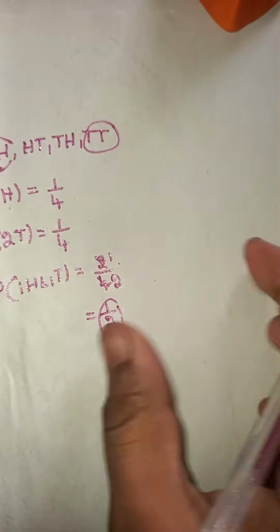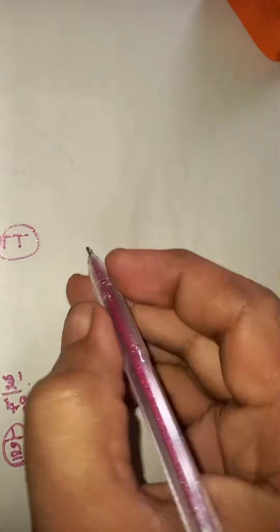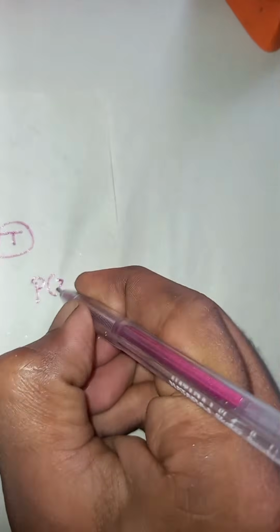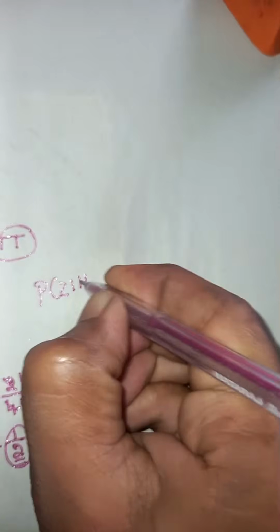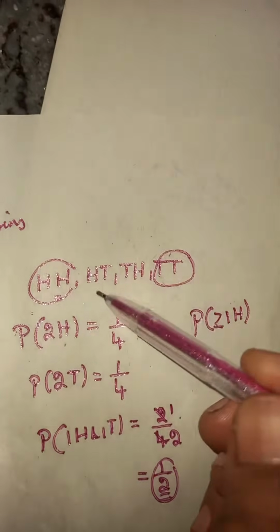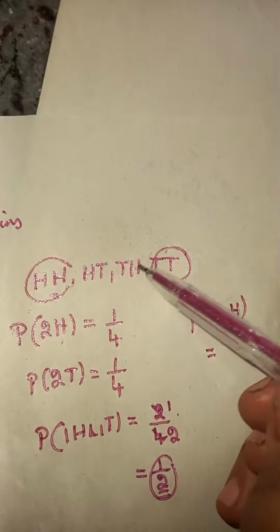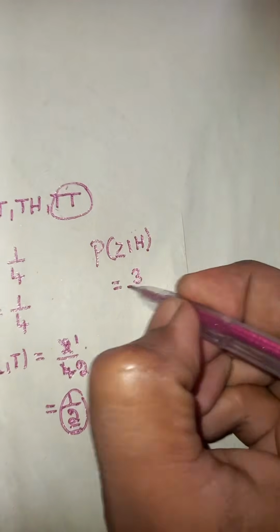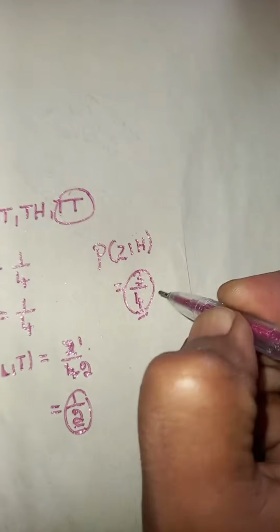And they may ask you to find out the probability of getting at least one head, which means you must get a minimum of one head. Except this one, all three have at least one head: head and tail, tail and head, and head and head. So there are three chances among four.